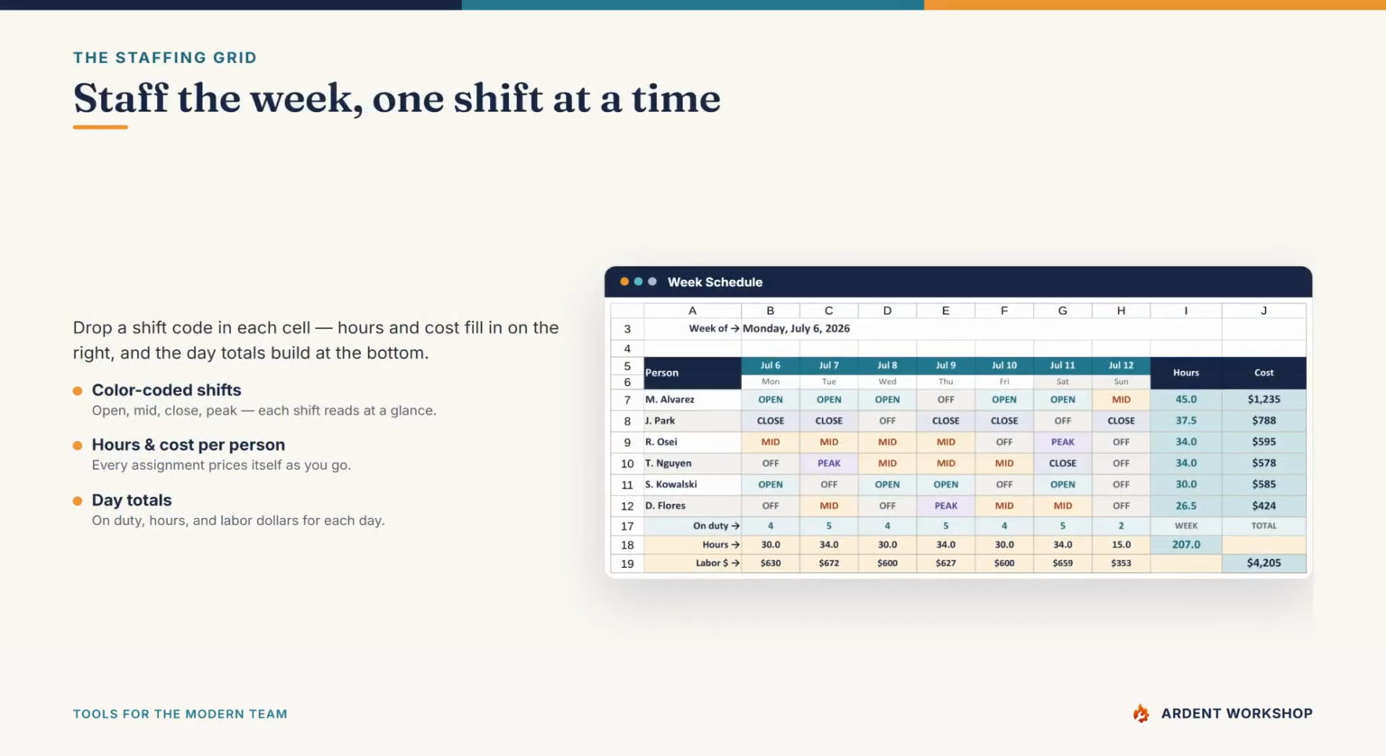Then you staff the week. People run down the side, the 7 days across the top, and you drop a shift code in each cell. As you fill it in, two things happen on the right. Each person's weekly hours and their weekly cost. And along the bottom, the totals for each day, how many are on, the hours, and the labor dollars. A familiar grid, quietly counting money the whole time.